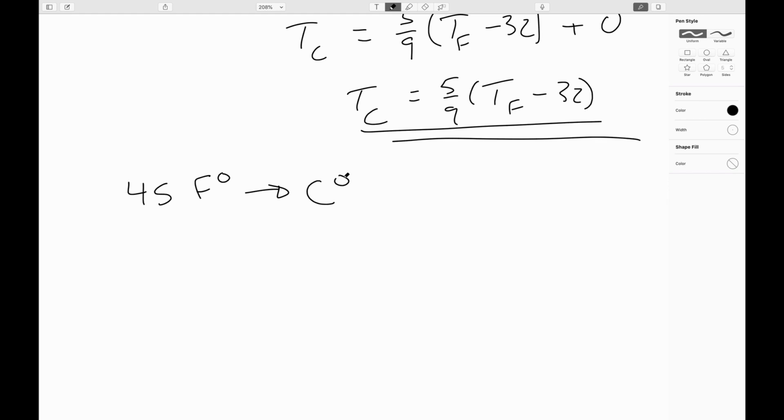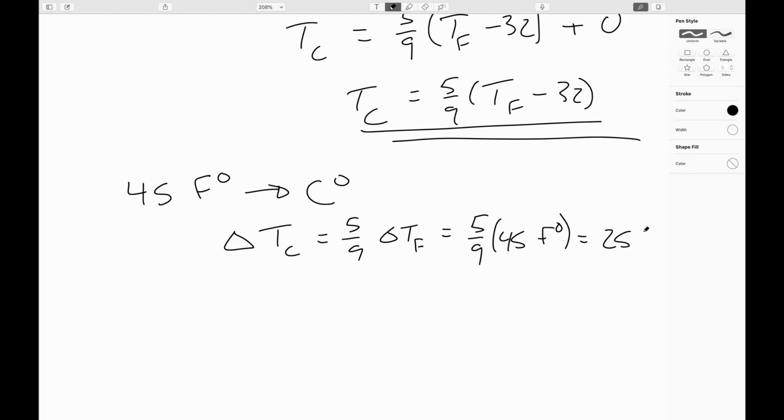So here, the first thing you want to do is look at where the degree sign is. Well, the degree sign is after the letter, so that means we're converting a difference. So we would use the difference relations. So that would be delta TC equals 5/9 delta TF. So that'd be 5/9 of 45 F degrees gives me 25 C degrees.